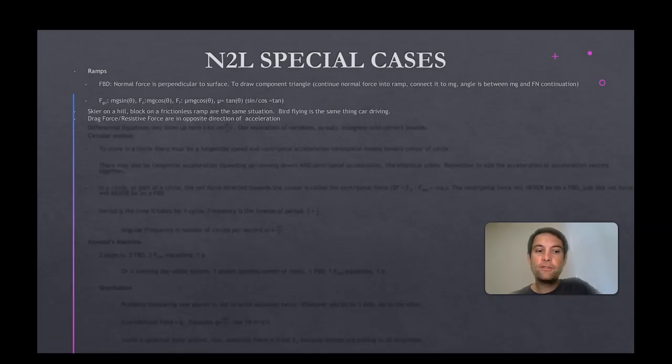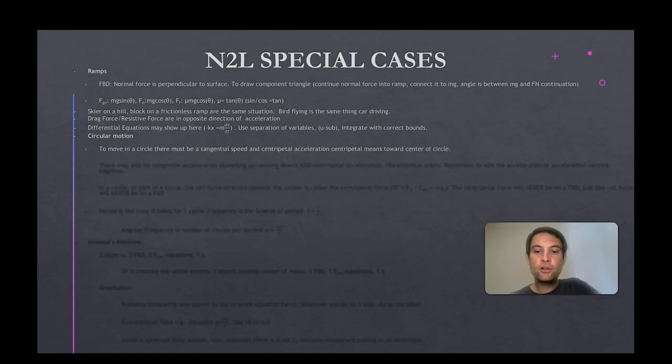A drag force or resistive force is in the opposite direction of acceleration for your free body diagram. Differential equations in Physics C may show up here, like negative kx equals m dv dt. That's not a great example because it should be m times d squared x over dt squared, so that we have x terms. That's also a differential equation. But here, remember to use separation of variables for differential equations. Use substitution if necessary. And then we're going to integrate both sides with our correct bounds.